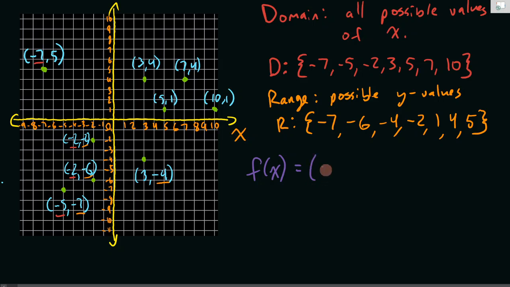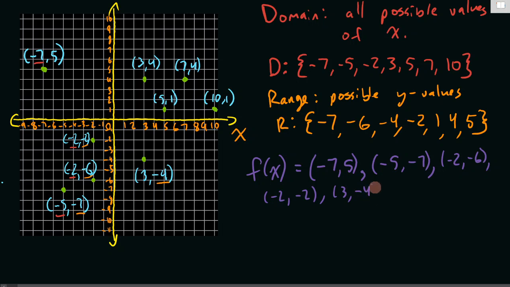And I guess I'll go from left to right again. So I'm just going to list all of our points: (-7, 5). And then my next is (-5, -7). And then my next is (-2, -6). And then (-2, -2), and (3, -4), and (3, 4), and (5, 1), (7, 4), and (10, 1). And so that set of points is our function.